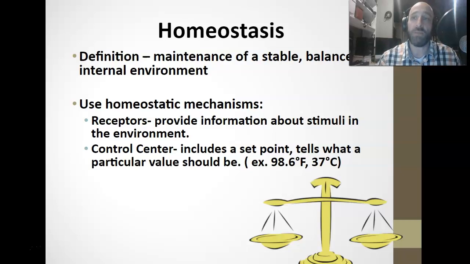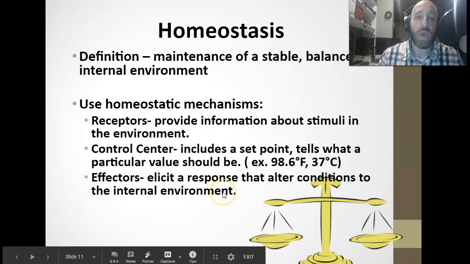There's also a set amount of blood sugar you need. There's a set amount of sleep you need to have. There's a set amount of proteins you need in your blood. So there's all these different set points that are controlled by something called the control center. And in human beings, our main control center is a part of the brain called the hypothalamus, and we'll talk more about that.